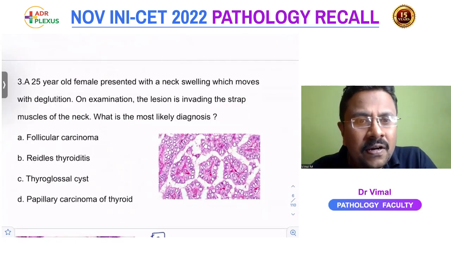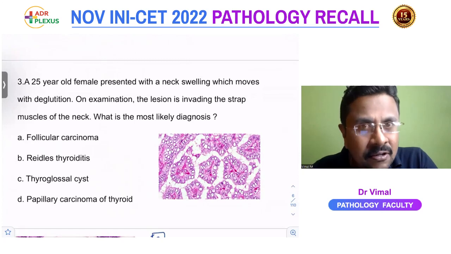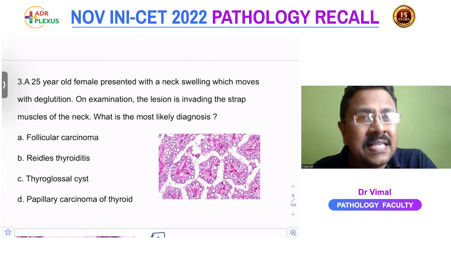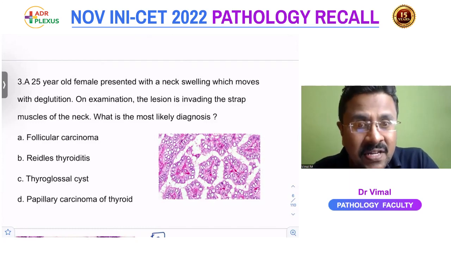A 25-year-old female presented with a neck swelling. I think in the question stem they have also given that the swelling moves with deglutition. On examination, the lesion is invading the strap muscles of the neck, telling that this is an invasive tumor.